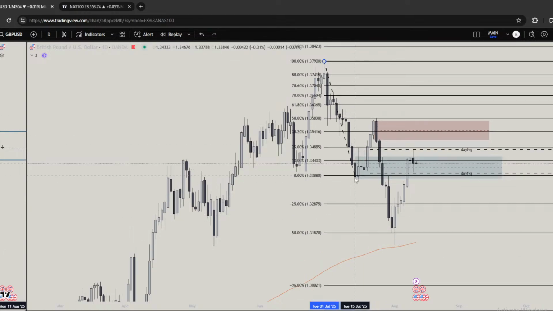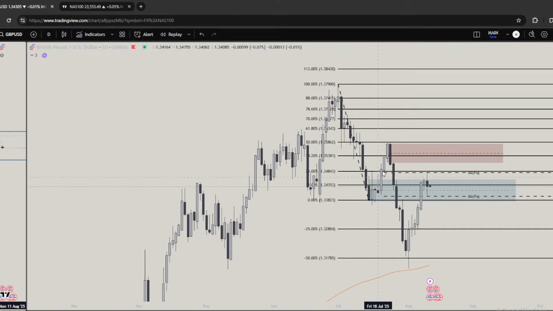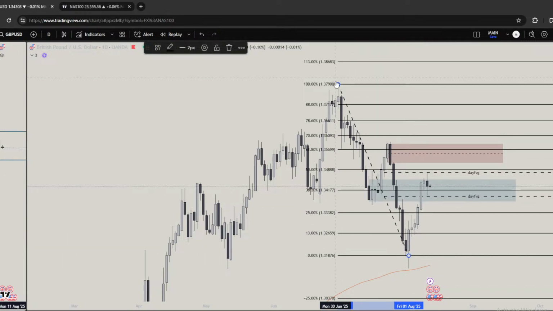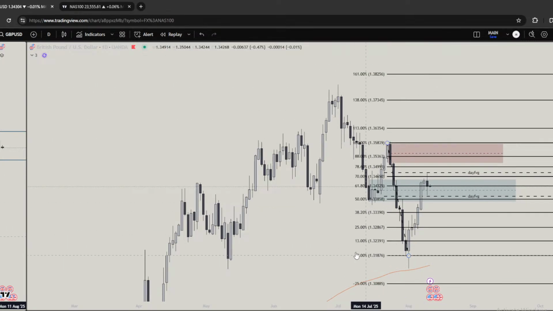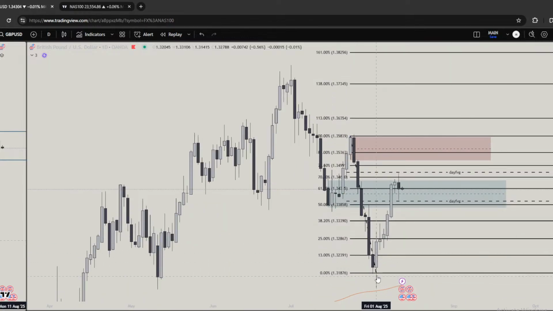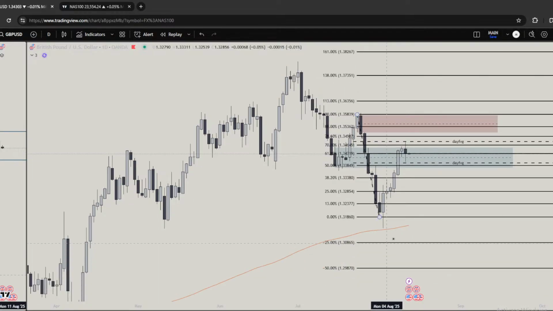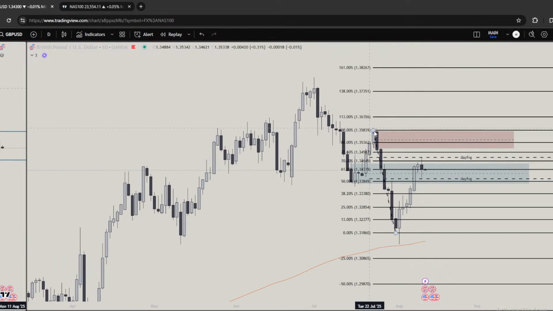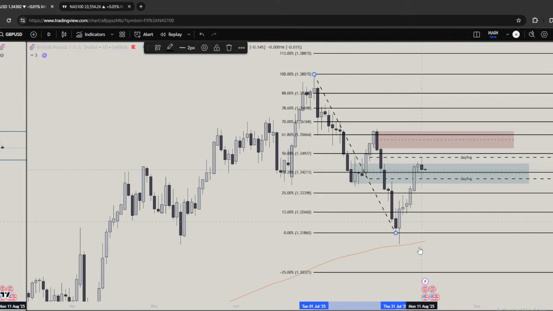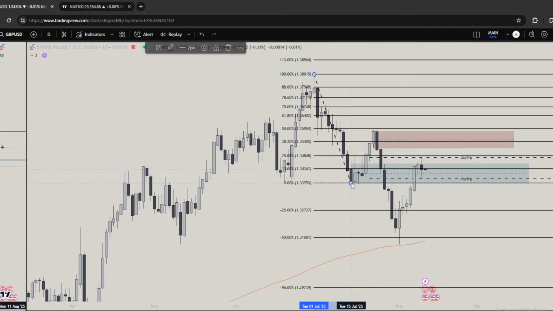Hold on, this is here. Price came up, completed at the 0 retrace, broke down to the 50% here. Price came down. Hold on. Price came down to 0.